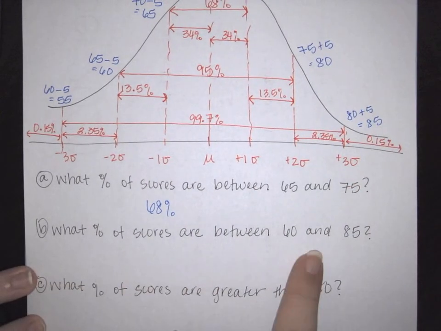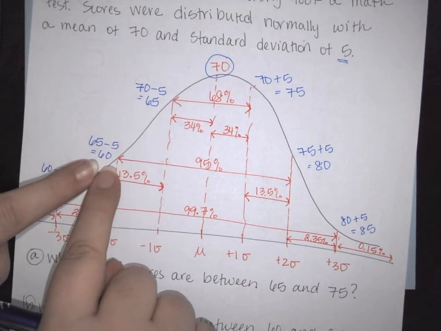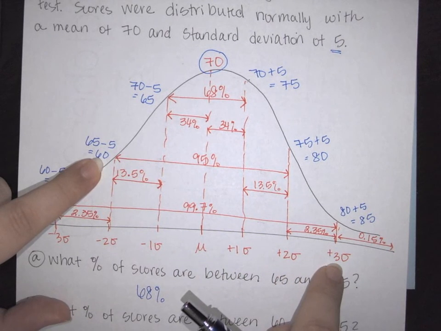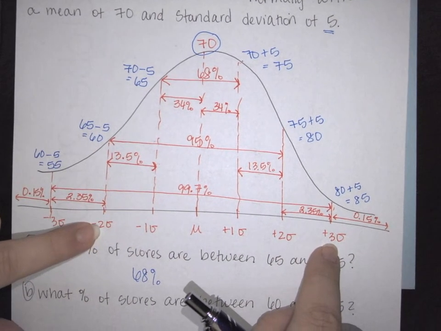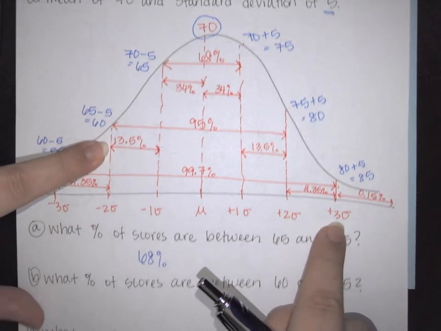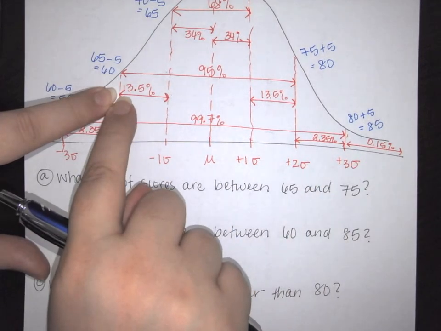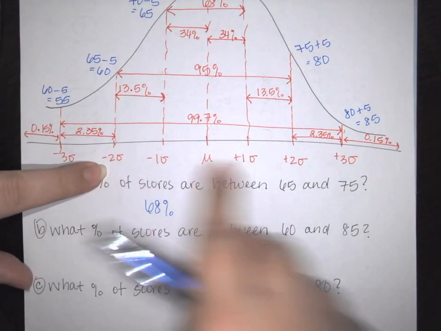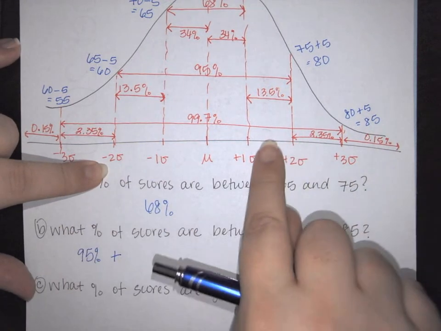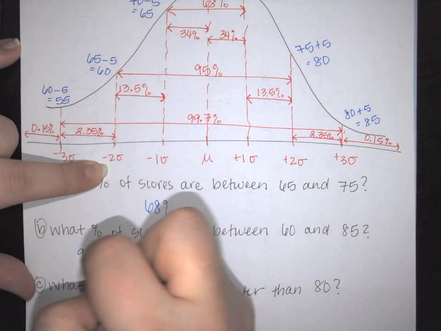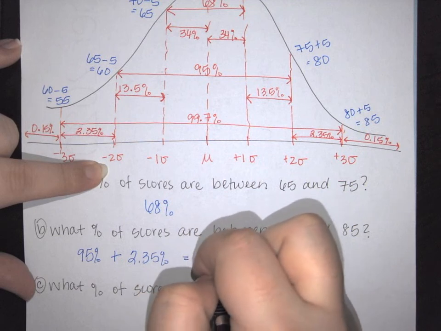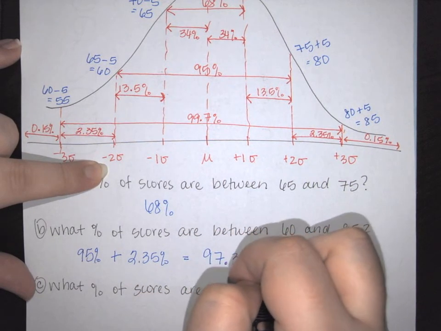Next, what percent of scores are between 60 and 85? So 60 is right here at my -2. We're going to come all the way to 85, which is at 3. So we have to look at what we're adding together. From -2 to 2 is going to be 95%, plus we still have to get 2.35, so we're adding another 2.35%. It's going to give me a total of 97.35% of the scores.